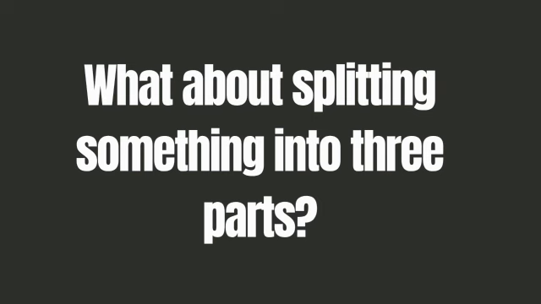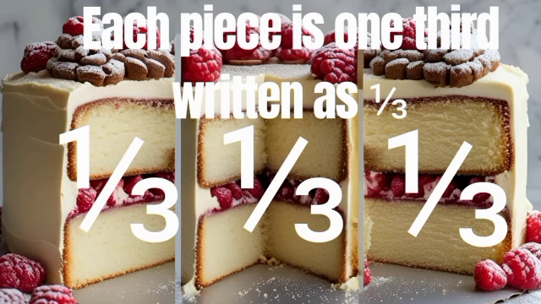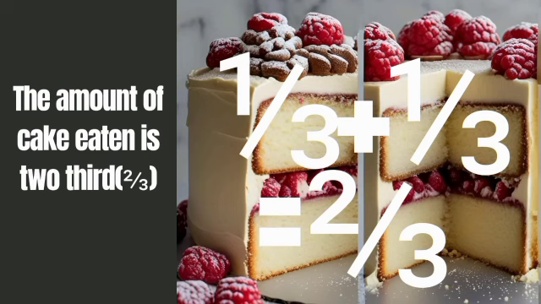What about splitting something into 3 parts? If you cut a cake into 3 equal pieces, each piece is 1/3, written as 1 over 3. If you eat 2 of the pieces, you've eaten 2/3 of the cake.